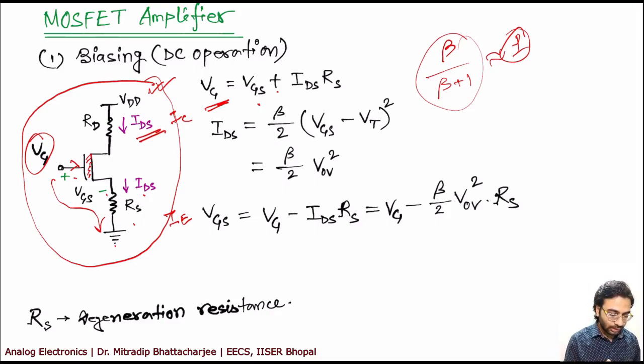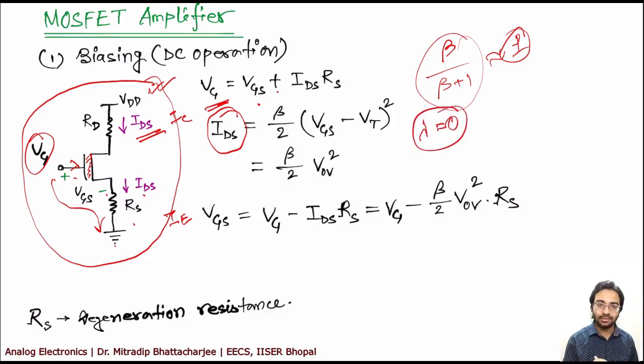So you'll find for saturation region, IDS is equal to beta by 2 (VGS minus VT) whole square. We have taken lambda to be 0. If it is not specified, you can take lambda to be 0. If you take lambda, your things become very non-linear and it becomes very difficult to solve analytically. So it is better to take lambda to be 0 when you are calculating the current.